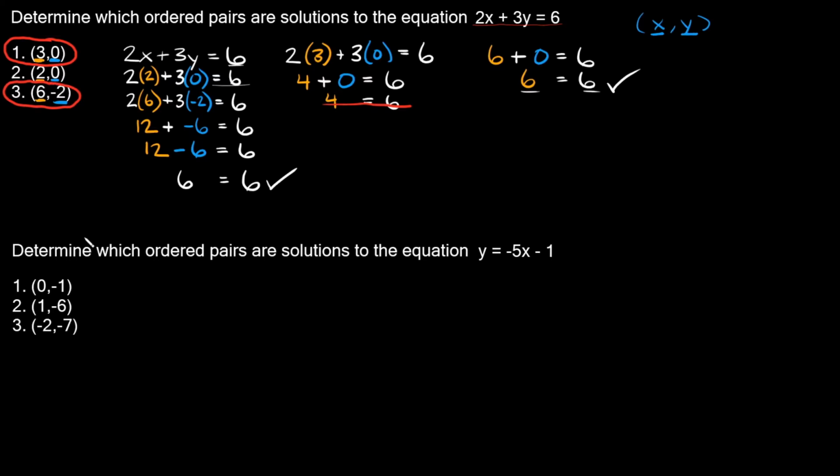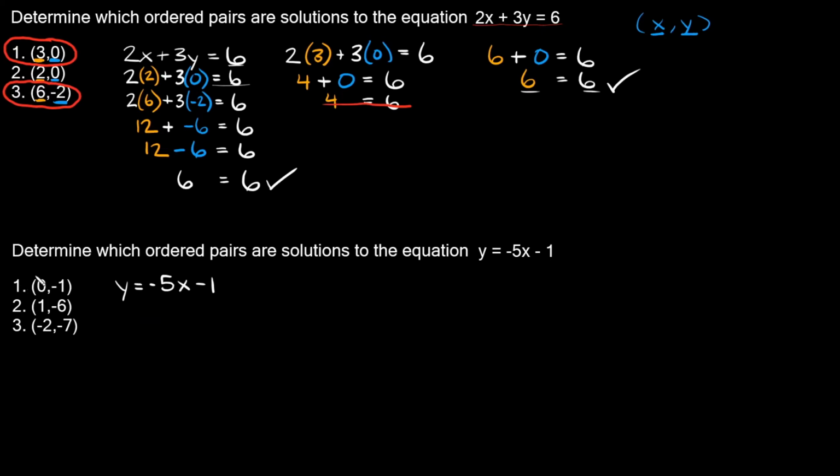All right, let's try one more example here where the equation is a little bit different, but it's still the same process, all right? So this one says, determine which ordered pairs are solutions to the equation y is equal to -5x minus 1, okay? So again, the equation is a little bit different, right? I'll rewrite it right here. y is equal to negative 5x minus 1, but the process is still the exact same.